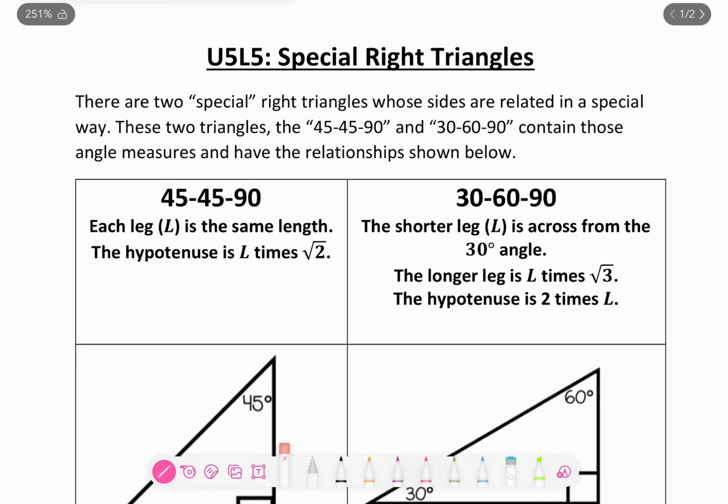Welcome to U5L5 special right triangles. So there's two special right triangles, the 45-45-90 and the 30-60-90, and they have special relationships.